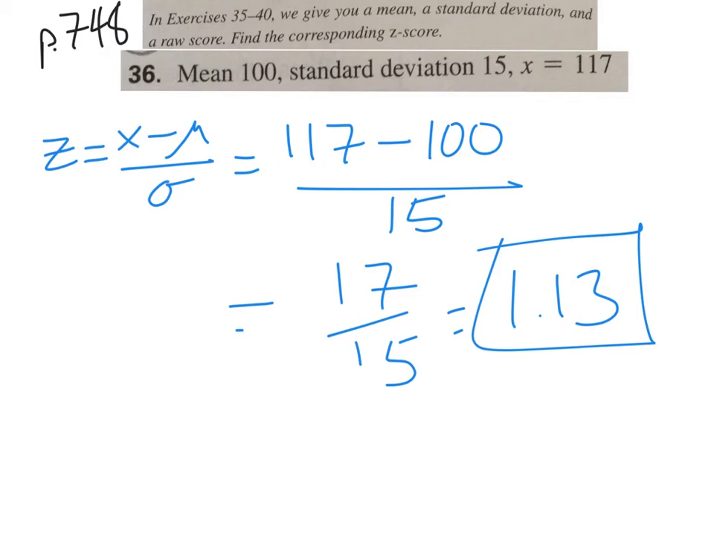I know when you go through these problems, it seems pretty abstract, but this really is tied to some specific values here. We're just saying that the raw score of 117 is one standard deviation and some change above the mean. So it's 15 above and some change.